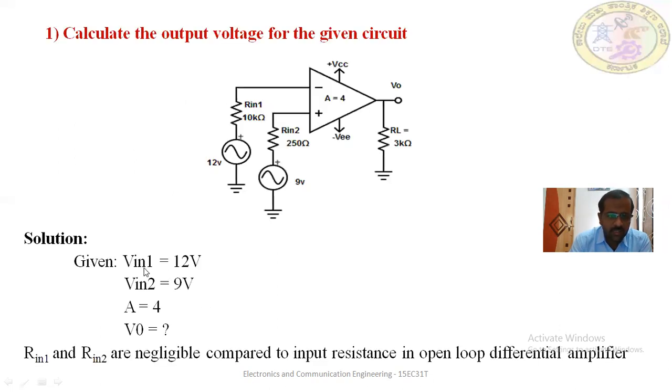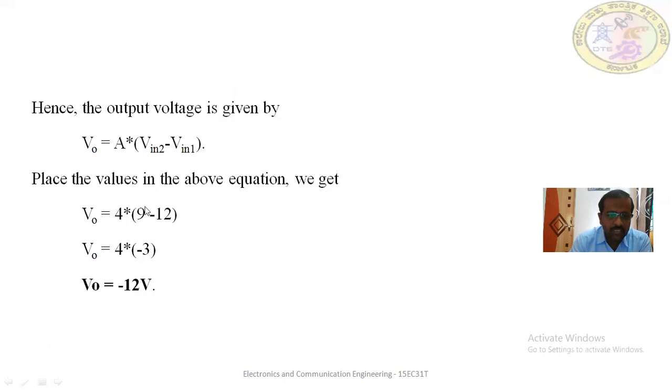So V in 1 is equal to 12, V in 2 is equal to 9, and A is equal to 4. I am going to place all these values in this equation. So the output is equal to 4 into 9 minus 12. If you do 9 minus 12, it is equal to minus 3. And after that, 4 into minus 3 is equal to minus 12. So the output voltage is equal to minus 12 volts.